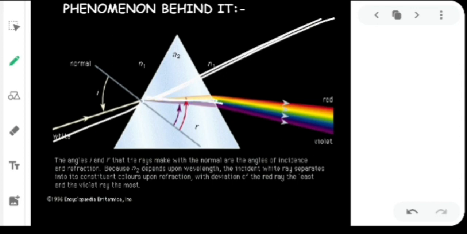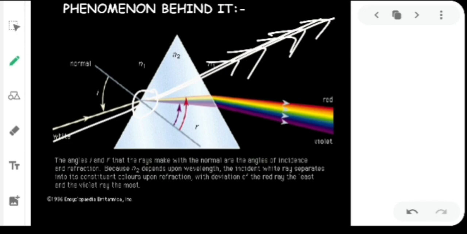This light gets bent over there. If you look properly, you will see the bend of the light. This would be the imaginary light that would pass straight, but this is the bend or deviation in the light, and then it splits into the spectrum itself. Its constituent colors are seen upon the refraction with the deviation.